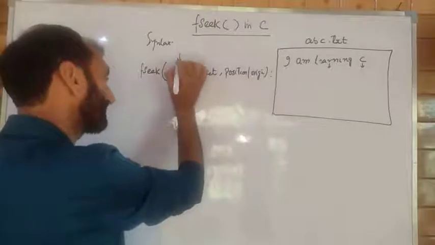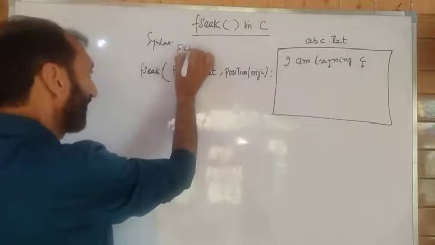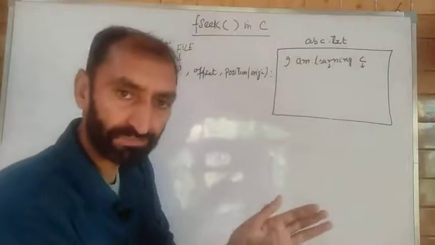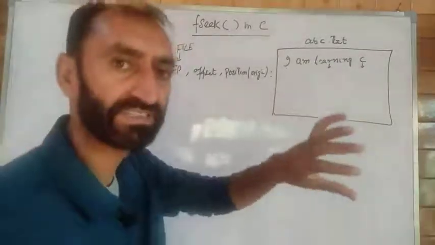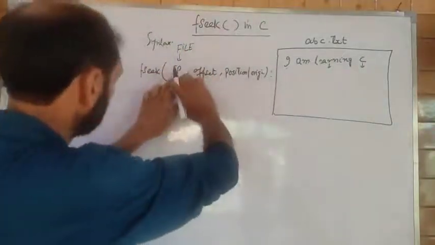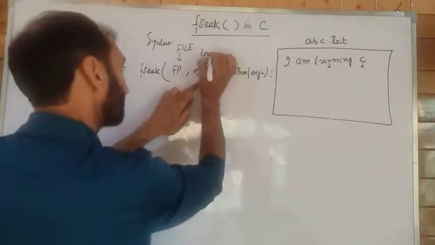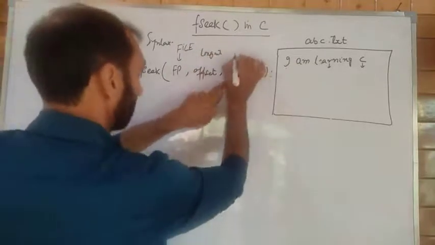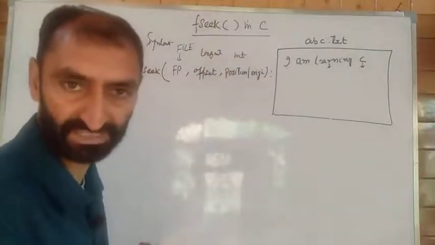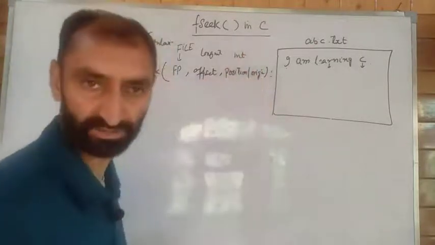The data type of this file pointer is FILE type, which we have already discussed: a pointer is a variable which can take the address of a FILE type object. So the data type of this file pointer is FILE, offset is long int, and position is int. These are the data types of these three parameters. It can take three arguments: file pointer, offset, and position, or you can say origin.